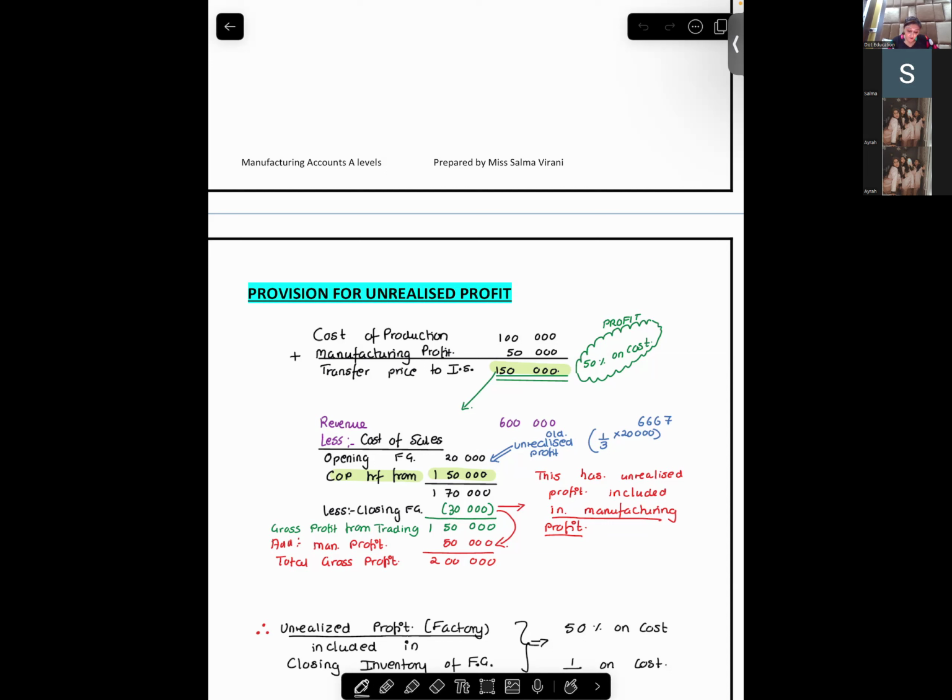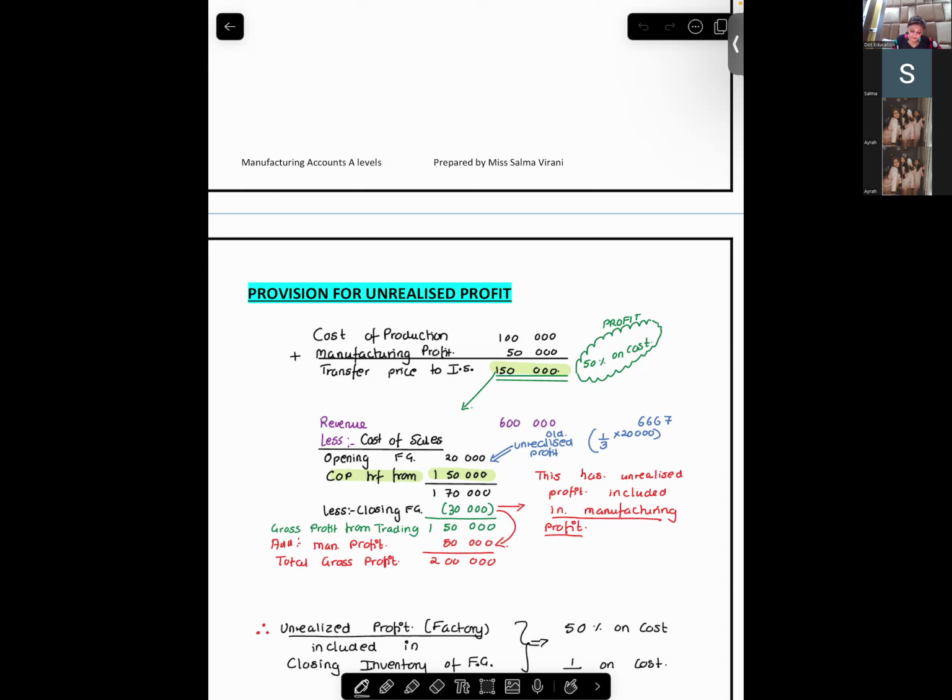From all these three, tell me what is the profit that you have not earned? Closing inventory. That means in your closing inventory of 30,000, there is an element of factory profit which is not earned. So in your closing inventory of 30,000, there is an element of factory profit not earned. So is it good to take this profit? No.